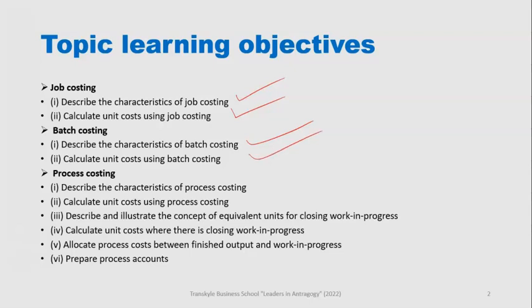Lastly, we're going to check process costing, and our objectives would be to describe the characteristics of process costing, calculate unit costs using process costing, describe and illustrate the concept of equivalent units for closing work in progress, calculate unit costs with closing work in progress, and then allocate process costs between finished output and work in progress. And also, we have to know how to prepare process accounts.